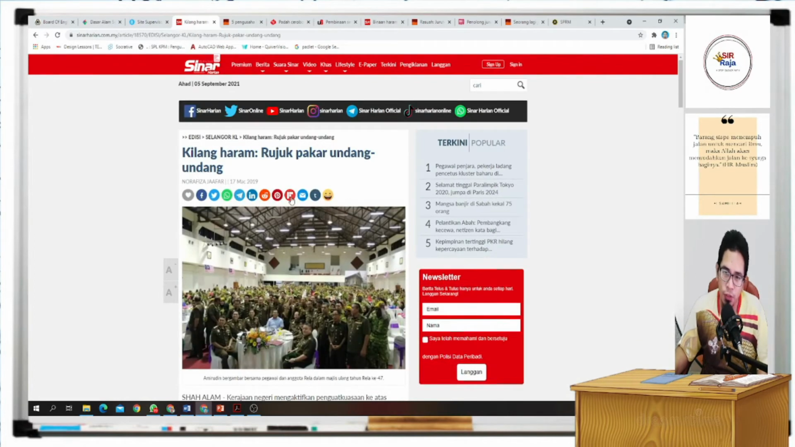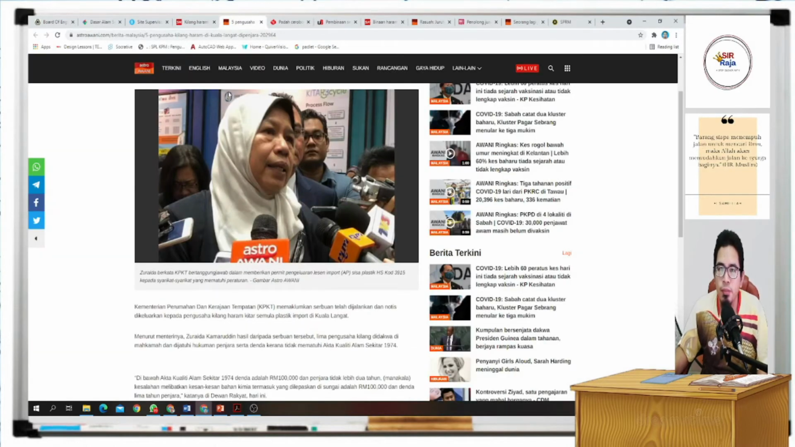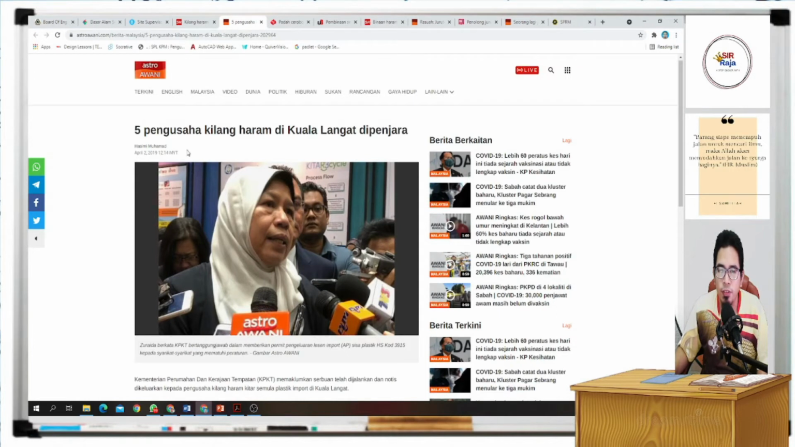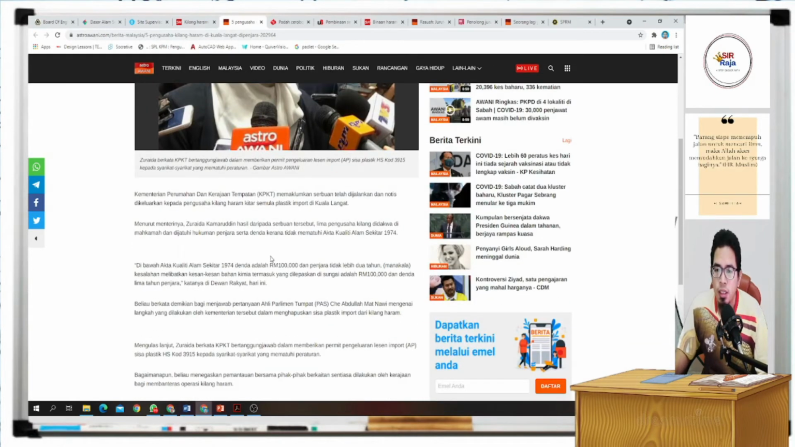Okay, but this is an example of kilang haram. And then we have this one as well. Another five, of the illegal factories. One of the things they are going to get is some compound, to the amount of 100,000 ringgit. And for sure, if you are a real engineer registered with BEM and so on, your license to practice might be cancelled.